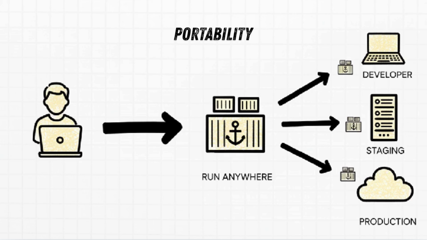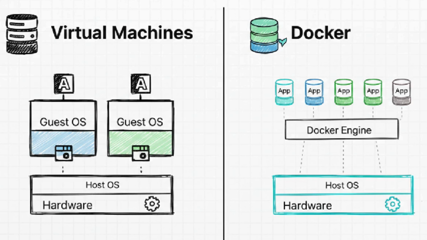So how is it so efficient? Well, think about old-school virtual machines. Each one needs its own entire guest operating system, which is super heavy. But Docker, it's a whole different ballgame. All the containers share the main operating system's kernel, and that's the secret sauce. That's why they're so lightweight and so fast. You can run way more apps on the same machine. It's literally about doing more with less.